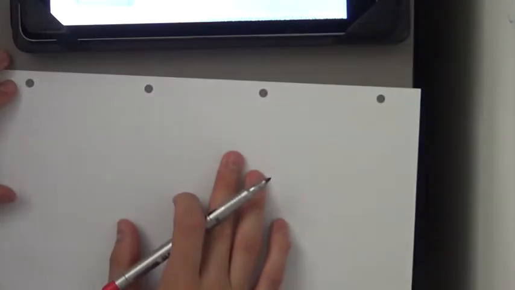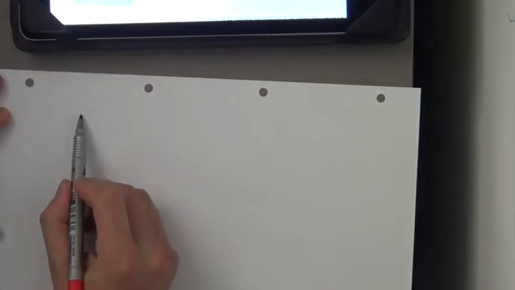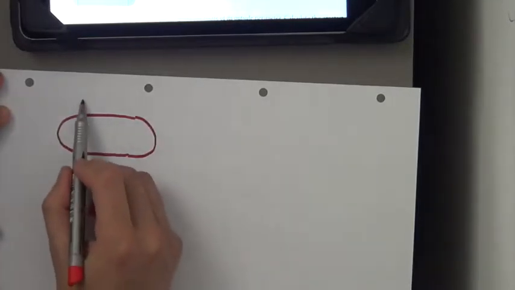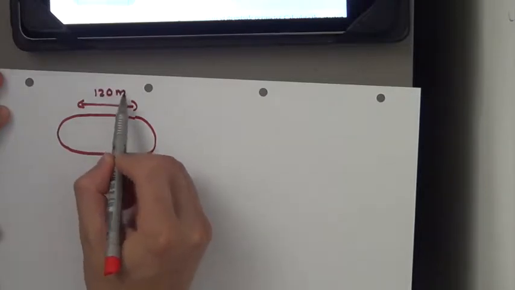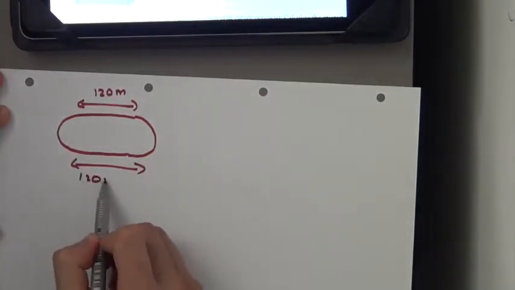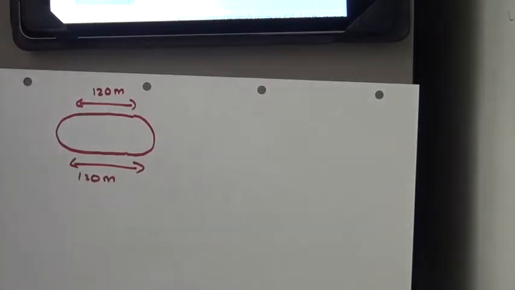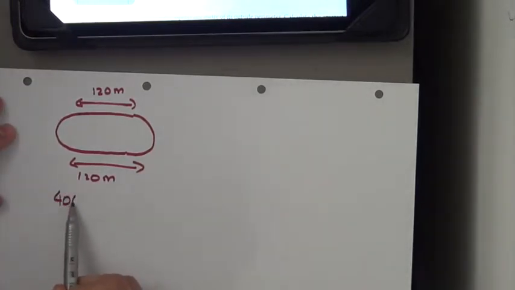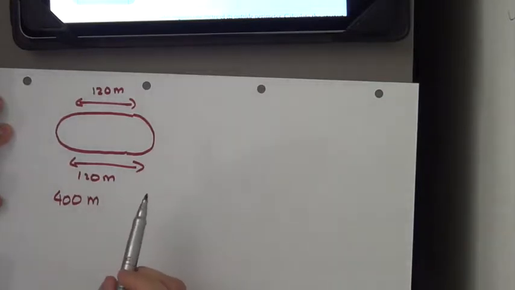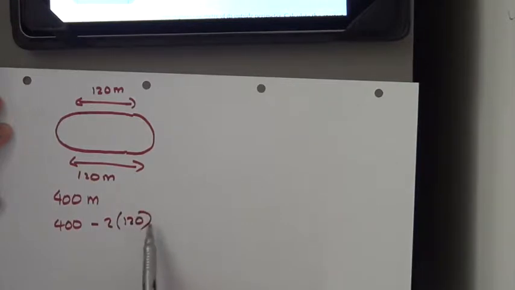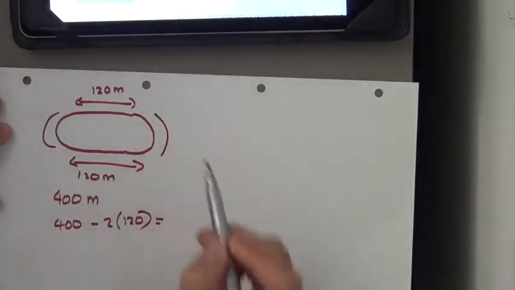Next question. It says a 400 meter running track has two straight sections, so like this, both of length 120 meters, and two semicircular ends. Calculate the total length of the curved sections of the track. So we know that the total length is 400 meters. So let's do 400 minus 2 times 120 to give us these two lengths here.